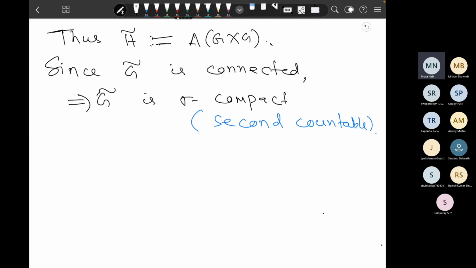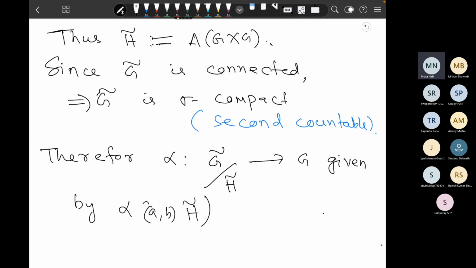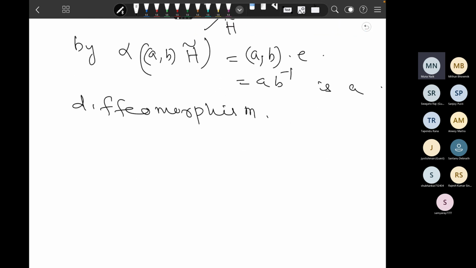So therefore this alpha from G tilde mod H tilde to G, given by alpha of (A, B) H tilde, which is really (A, B) dot E, and this is really A B inverse, is a diffeomorphism. Okay, so this is a diffeomorphism.